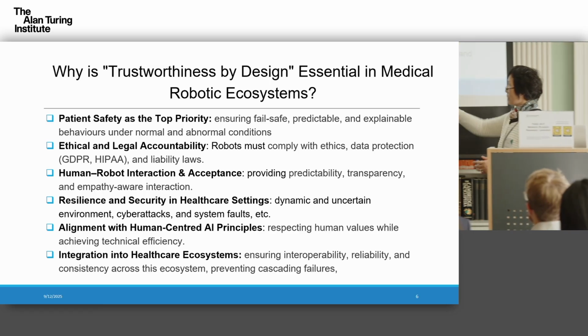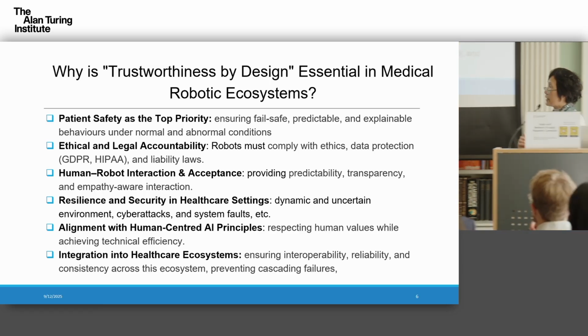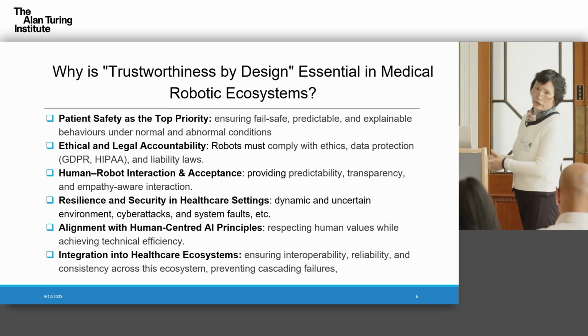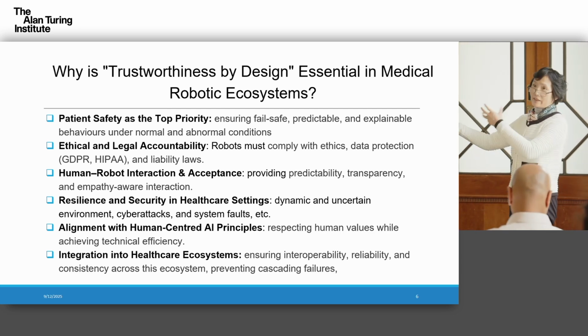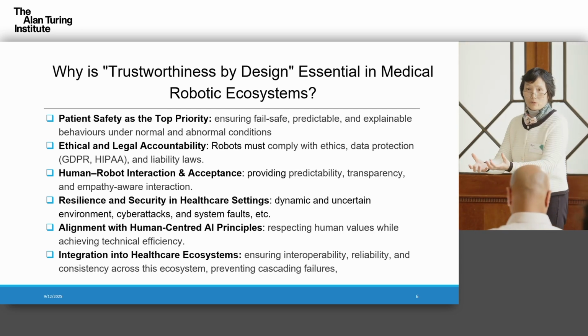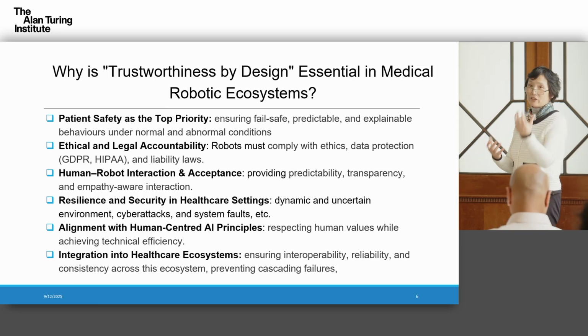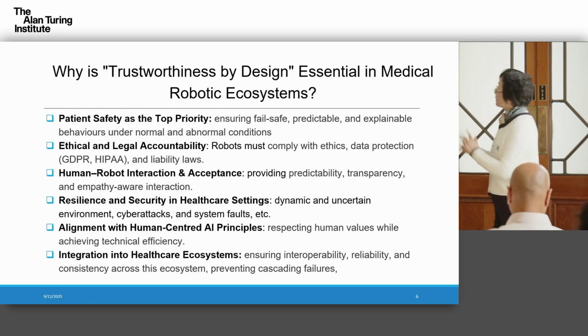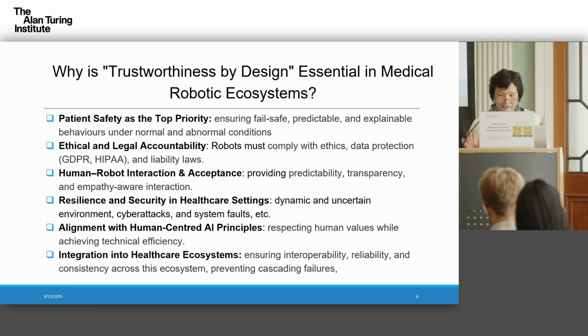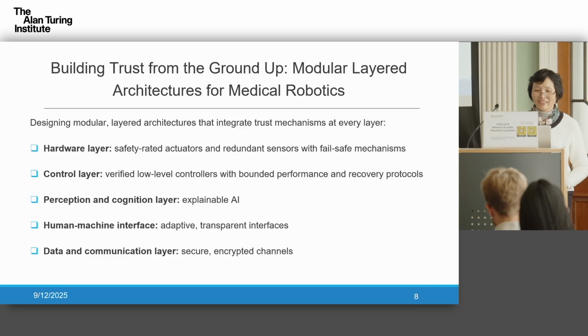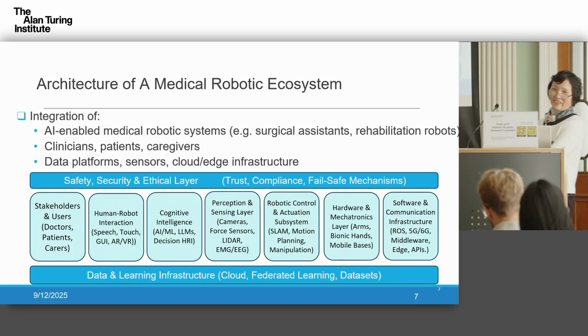The last one, we need integration into the healthcare ecosystem, ensuring interoperability, because the system is not a single one. It operates with people, the regulator, the nurse, and the surgeon. So this is particular. So I need to briefly introduce.